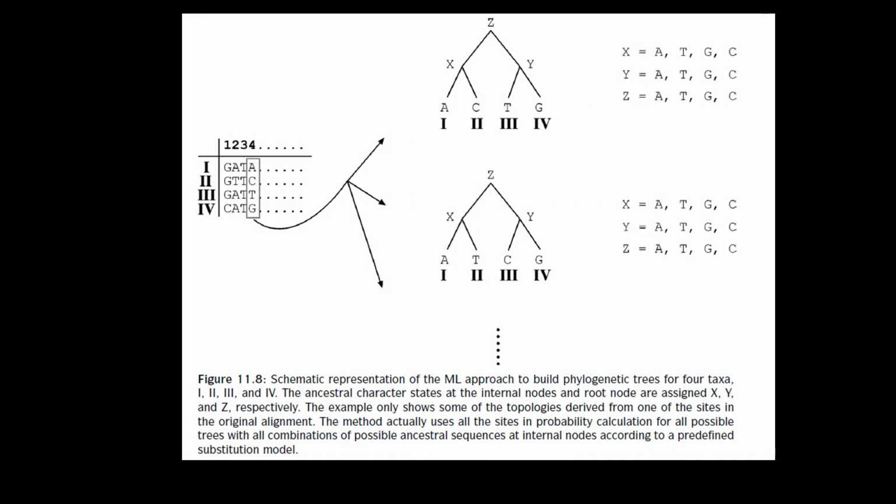Here is just an example and a schematic representation of the ML approach. They have given 4 taxa, 1, 2, 3 and 4. The ancestral character states at the internal nodes and root node are assigned X, Y and Z respectively. The example only shows some of the topologies derived from one of the sites in the original alignment. The method actually uses all sites in probability calculation for all possible trees with all combinations of possible ancestral sequences at internal nodes according to a predefined substitution model.